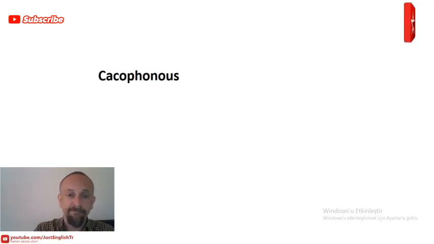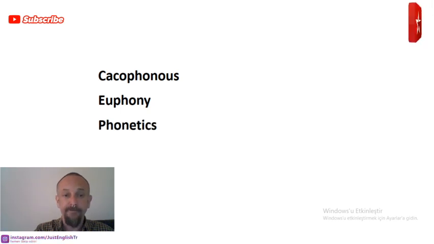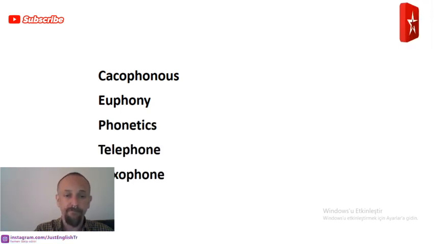So cacophonous, euphony, phonetics, telephone, saxophone. We'll just quickly go over some of these parts. Cacophonous. Again, we've got that phon sound. Then here it's a strange one. It's a Greek one, if I remember correctly. It means good. So we've got euphony.